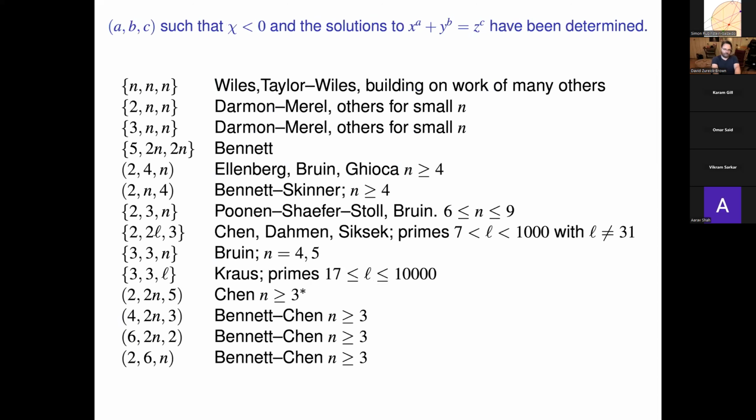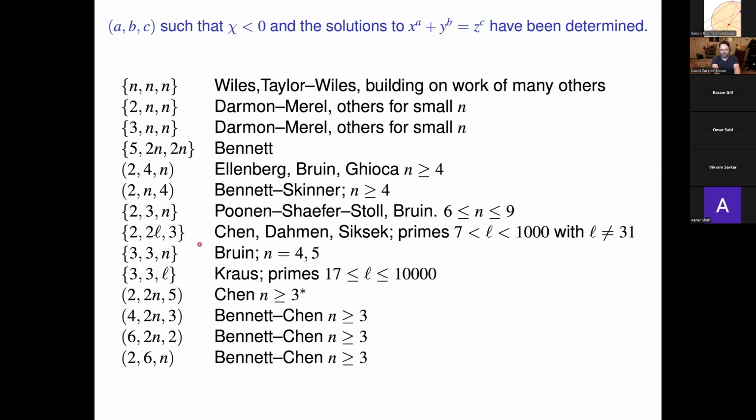It's been a lot of progress. So here's just kind of a summary slide. We haven't solved the generalized Fermat equation yet, but there's a big list of work that was done after the proof of Fermat's last theorem. So Wiles and Taylor-Wiles, building on the work of a lot of other people, solved Fermat. I showed you Darmon and Merel. Another one, you can just see over time, lots of different authors get in on this.